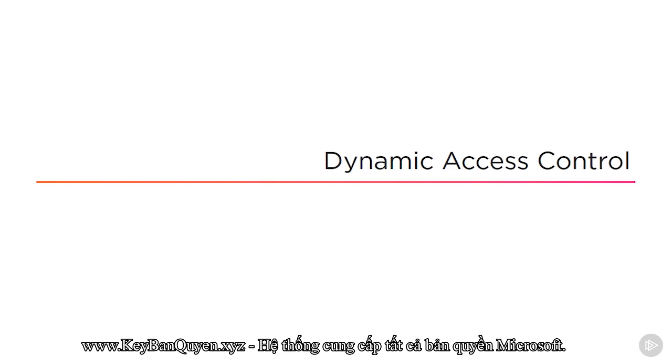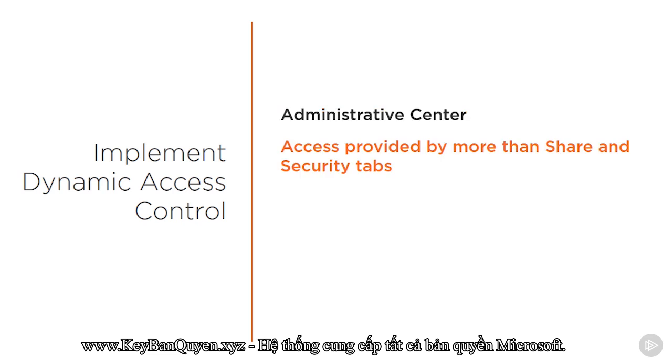Dynamic access control is an exciting way to control access to shared data on a server. It does this by giving us additional options such as the country a person is from or the department they're in to decide if they can access the data. Dynamic access control is accessed by opening the Active Directory Administrative Center. Access is achieved by more than just the traditional share and security tabs.